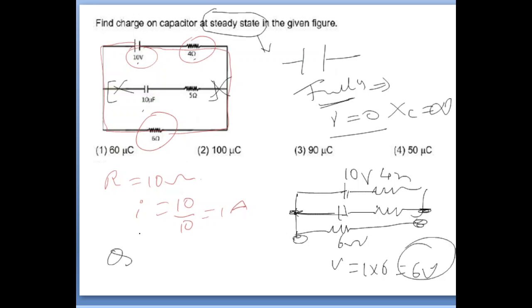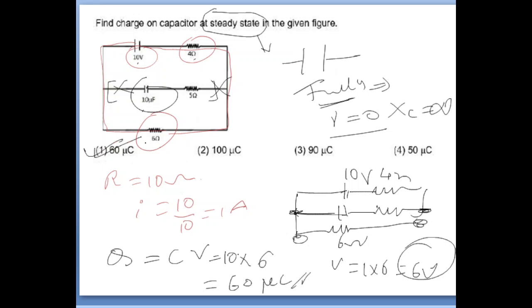In that case, you are just asking for the charge, right? C into V. What is your C? 10 microfarad. 10 into V, how much is it? 6. The total is 60 microcoulomb, which is your answer. Option first is your answer.